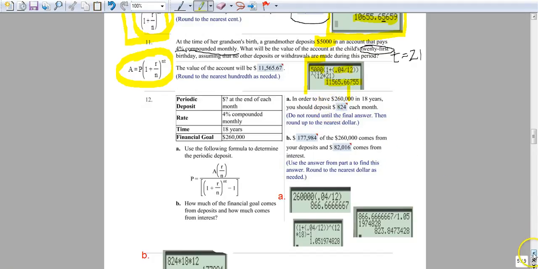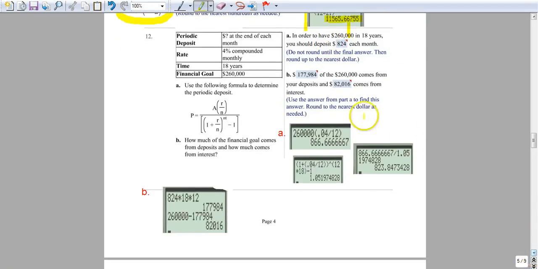Number 12. In these types of problems, the formulas are so large that they're just given to you within the question itself, just like it will be on the final. So here's our formula that we're using to try to determine the periodic deposit. And in this case, it's how much do we want to deposit at the end of each month.